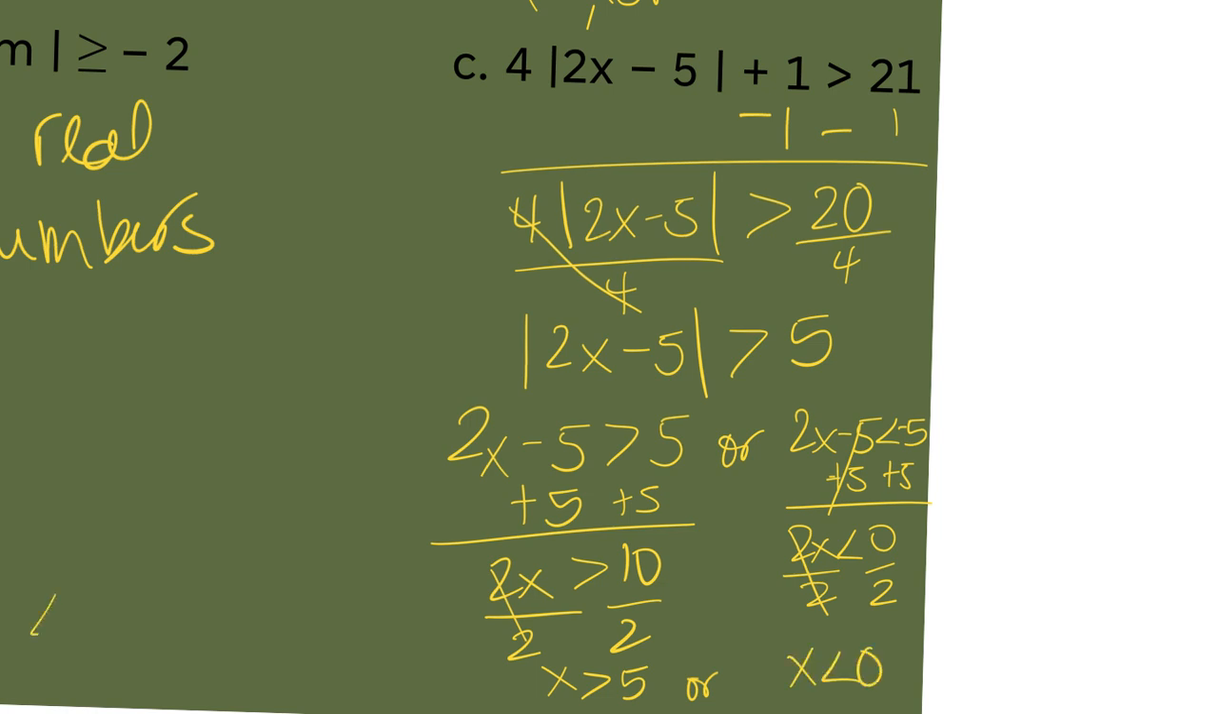And if I was to graph it, I am going to have my 5 here and my 0 here. Is my 5 going to be open or closed? And I'm going to the right. And my 0 is going to be open or closed? And I'm going to the left.